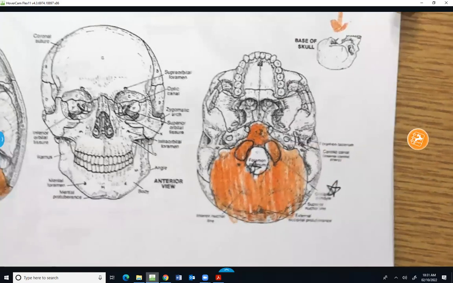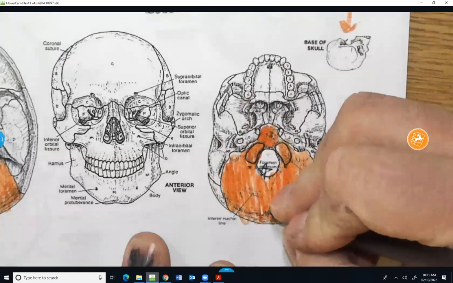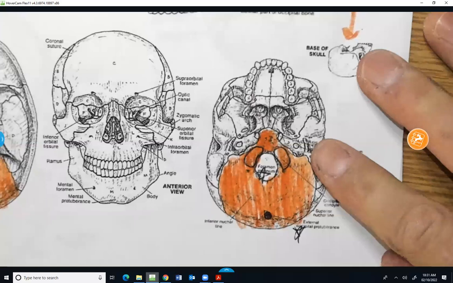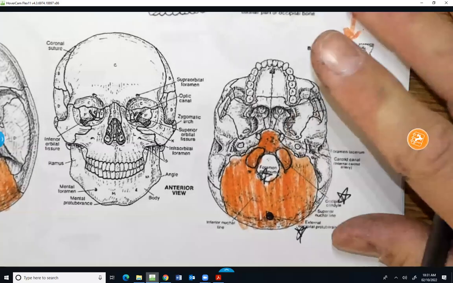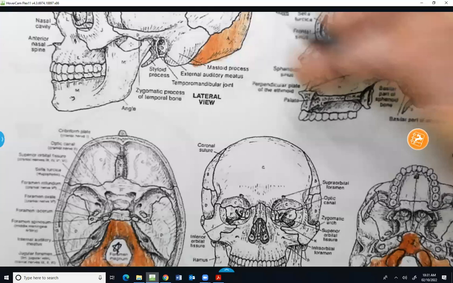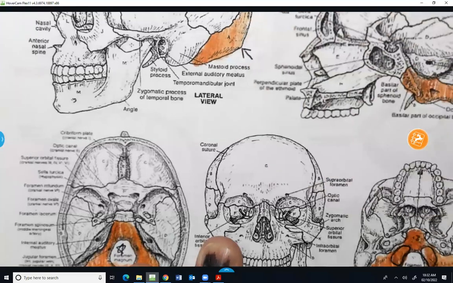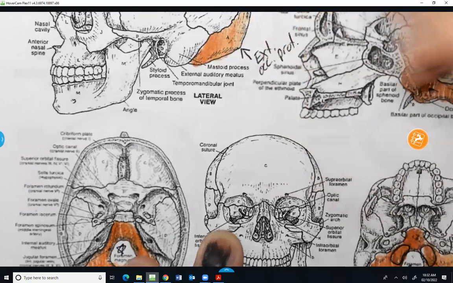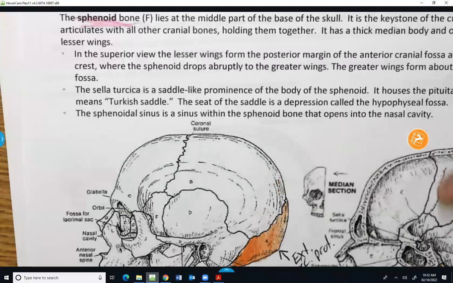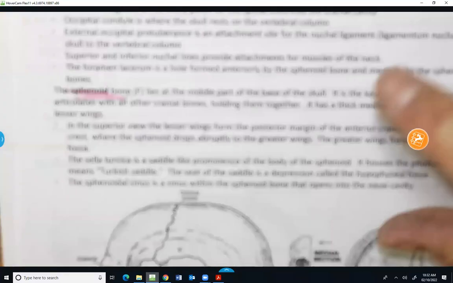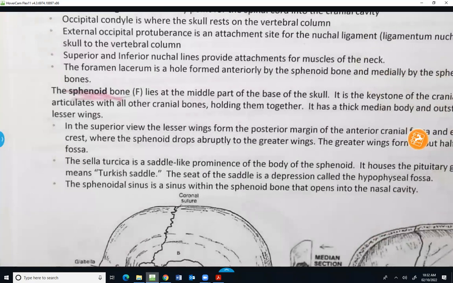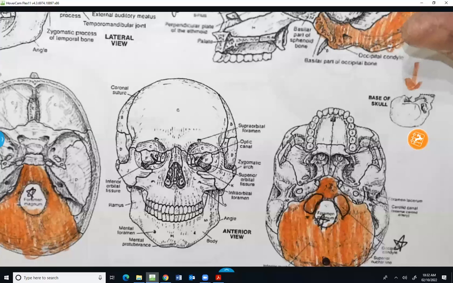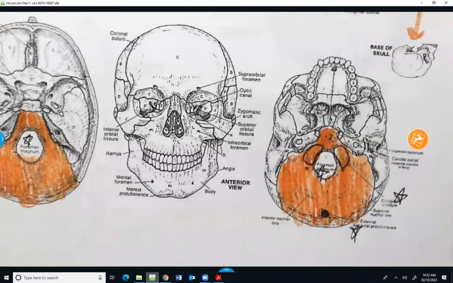Another very important and prominent feature of this bone, I'll darken it up there, is called the external occipital protuberance. That's what this little point is right there. Okay, and I'm just going to abbreviate it, external occipital protuberance. You can feel that very easily. This is an attachment site for what we call the nuchal ligament, which is what helps hold your head to your neck. If you feel that little rounded bump on the back of your skull, now you know what that name is.